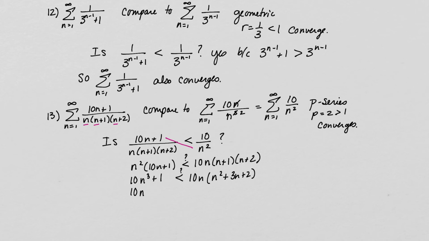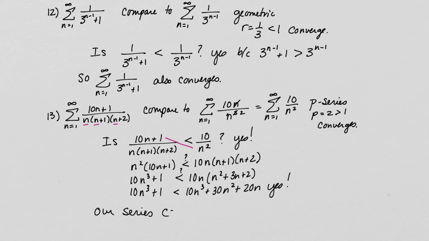Or 10n cubed plus 1, is that going to be less than 10n cubed plus 30n squared plus 20n? And so, yes, it definitely is. So then, is our original fraction less than the 10 over n squared? Yes. And so that means that our series converges as well.